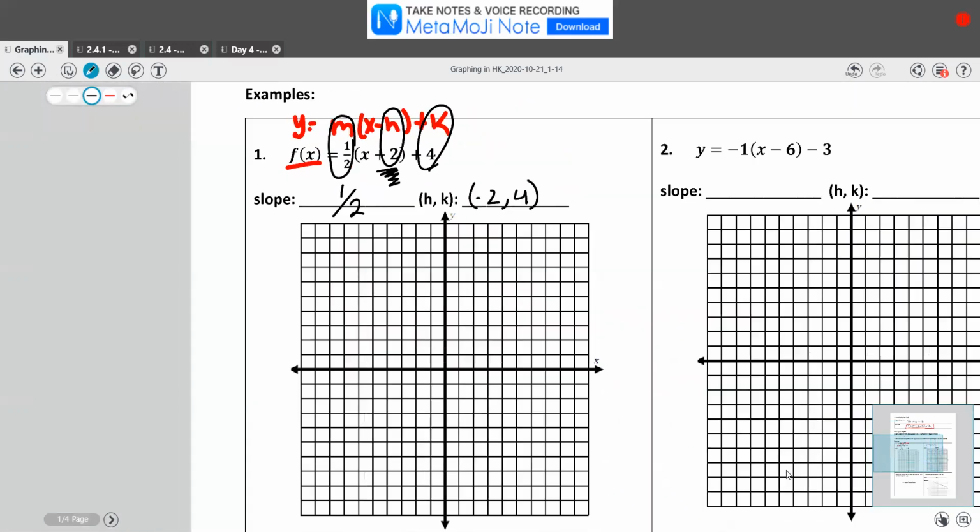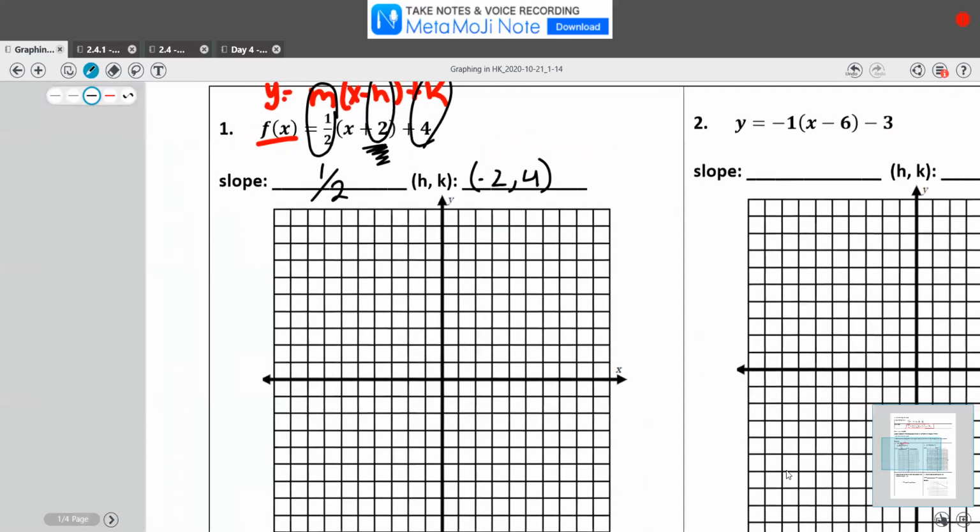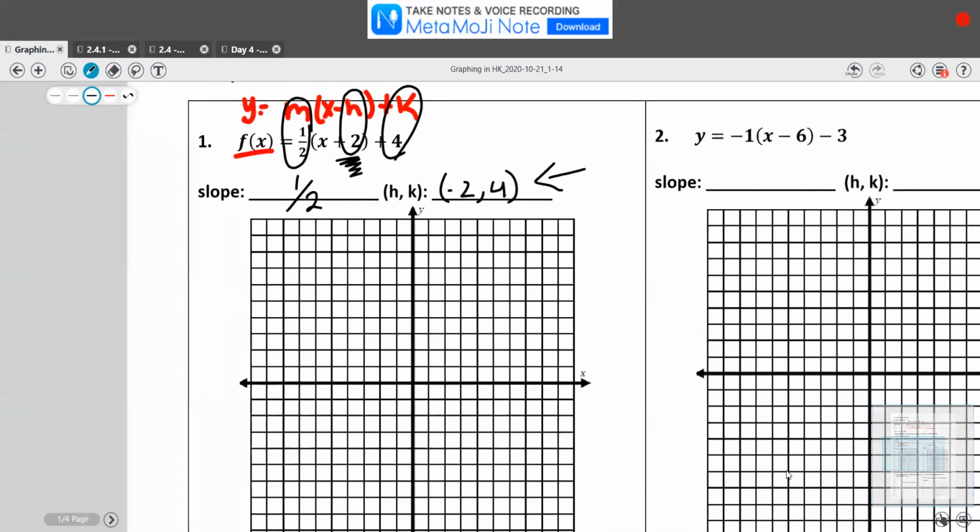Now, once you have that, that's really all you need. This is a point. Let's go ahead and plot that point. -2 comma 4. Well, I'm going to start in the middle, and I'm going to go 1, 2, and then 1, 2, 3, 4. So -2 comma 4 is right there.